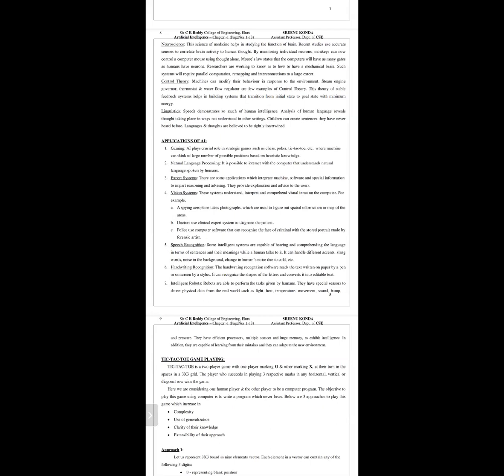And next one is intelligent robots. Intelligent robots. So here the robots perform the tasks given by the humans.